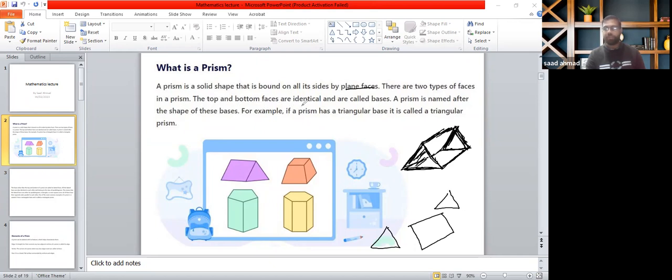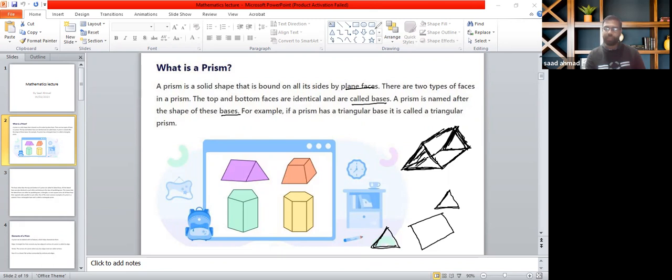The top and the bottom face are identical and they are called the bases. So for the one that I drew, these triangles are the bases for this prism. A prism is named after the shape of the bases, right? The one that I drew has triangles, so it is a triangular prism. If a prism has a triangular base, it's called a triangular prism.